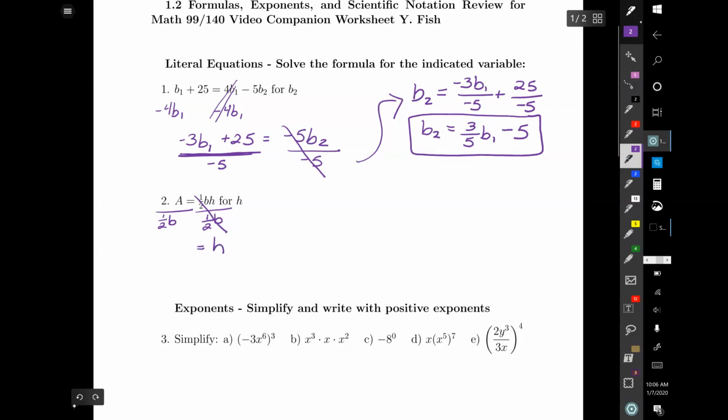So when I divide by a half, that's really multiplying by 2, so I end up with 2A in the numerator and a B in the denominator. And then again, I'm just going to rewrite this with the H on the left-hand side: H equals 2A divided by B. And that would be my final answer.